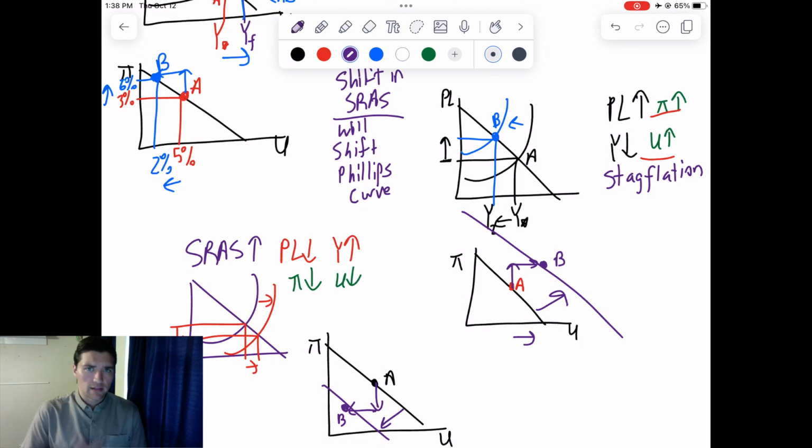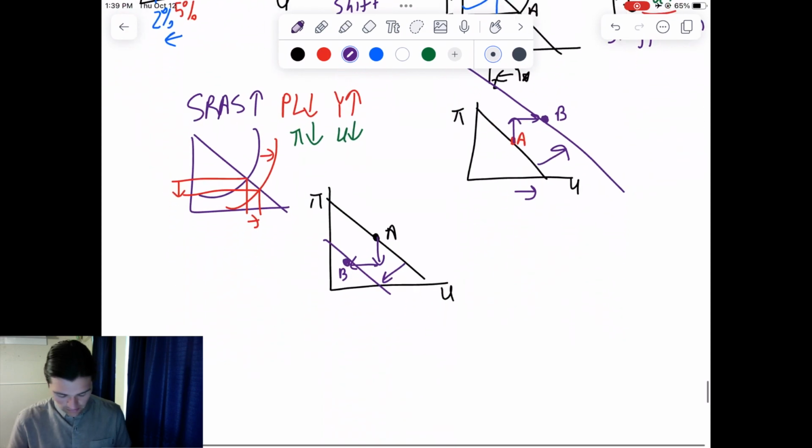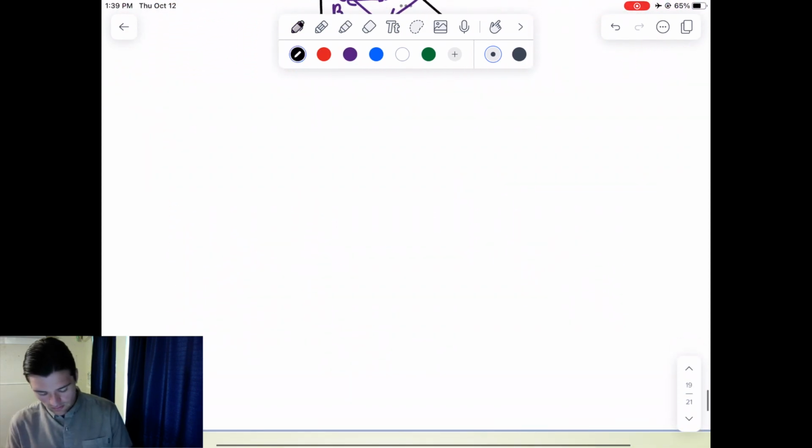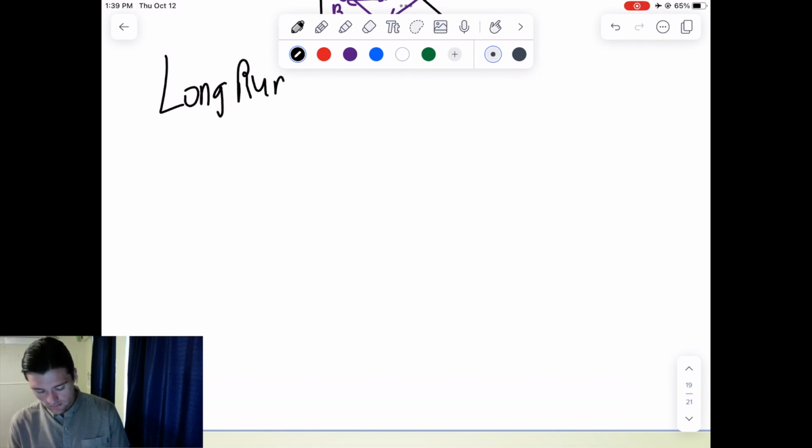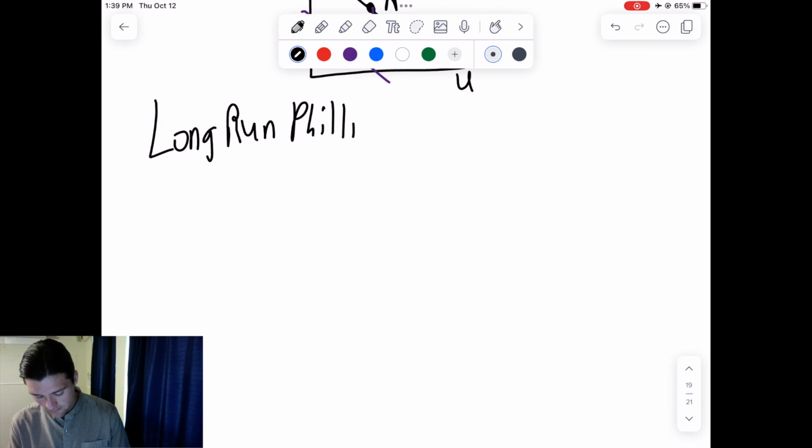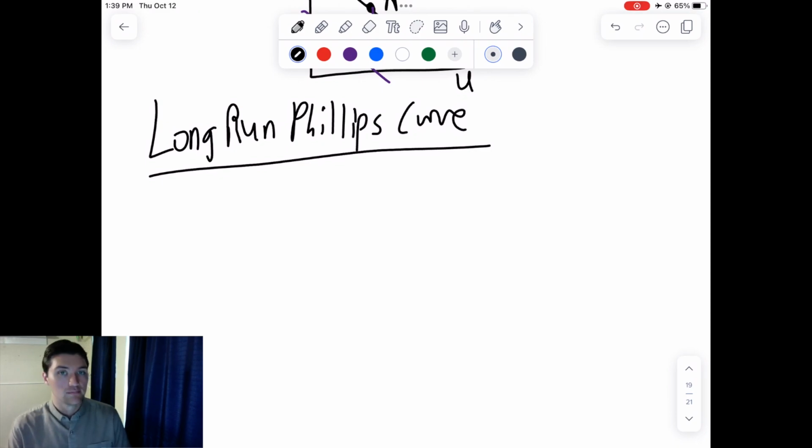Now, the last thing I want to talk to you about with the Phillips curve is the long run Phillips curve. The short run can change because we can change the aggregate demand, and that's going to change where we're at in inflation and unemployment. The long run, though, remember, is your natural rate of unemployment. So that is like your unemployment in the long run. Okay, so what that is going to look like is this. Your long run Phillips curve, just like your long run average supply curve, is a vertical line. Your long run Phillips curve is going to be a vertical line as well.